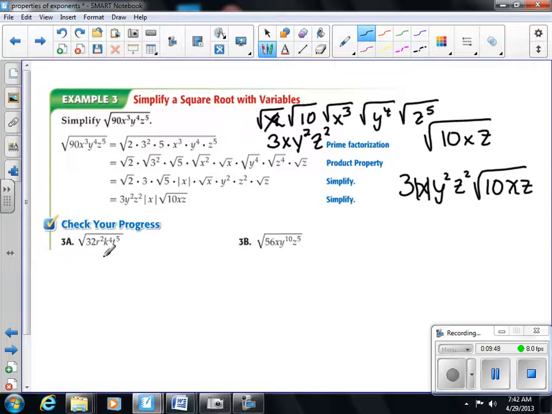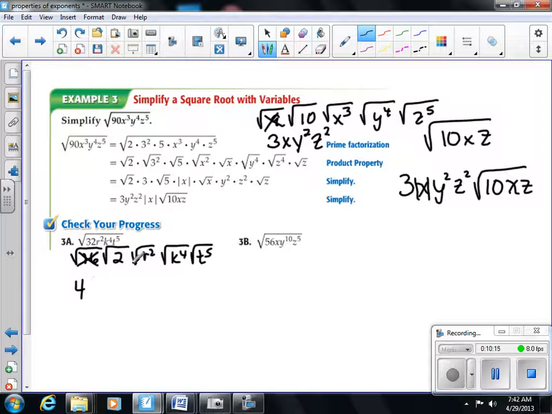Simplify the square root of 32r squared, k to the fourth, t to the fifth. Okay, we can break it down: the square root of 16 times the square root of 2, square root of r to the second, square root of k to the fourth, times the square root of t to the fifth. Okay, this we can simplify to a 4. What else can we get out?